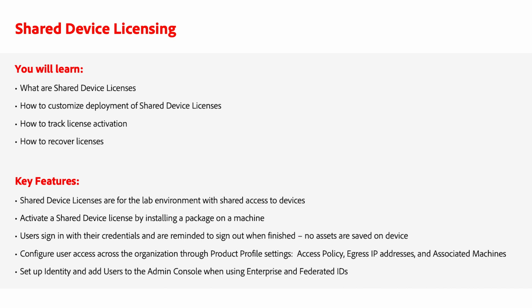Shared device licensing manages Adobe applications in labs and shared device setups, where multiple users access the devices and applications. The license is assigned to a computer instead of an individual, and when a shared device license package is installed on a lab machine, it is automatically registered and activated. Package creation is covered in the Creating and Managing Packages video.